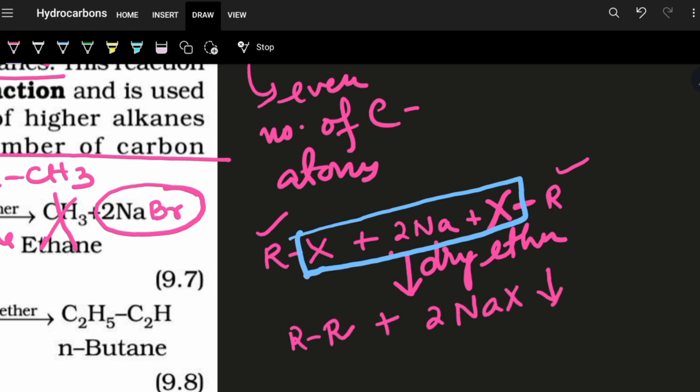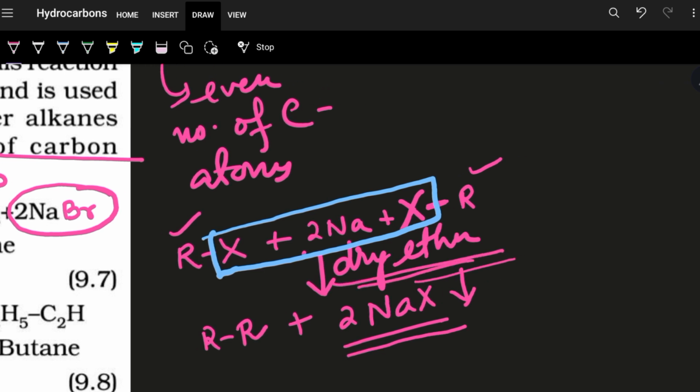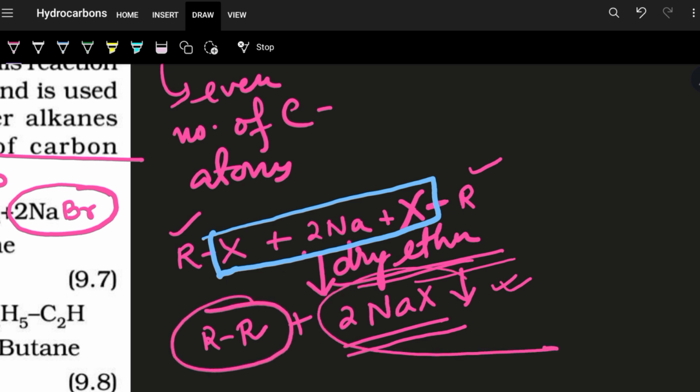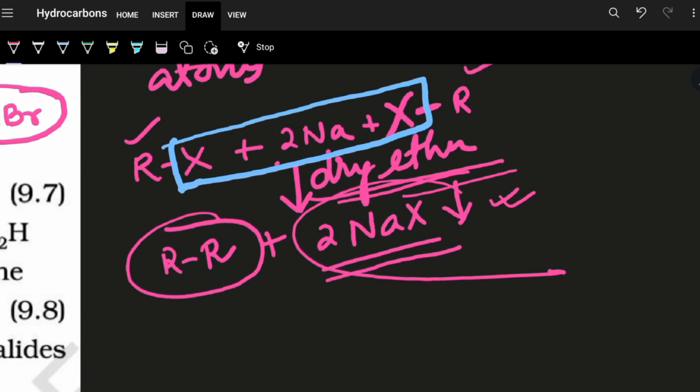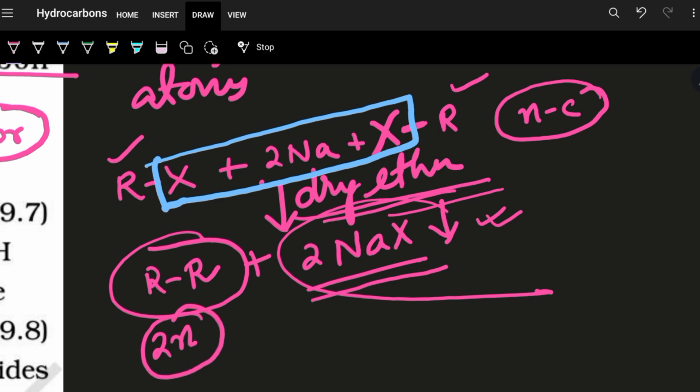Remember that this NaX is insoluble in dry ether, and it gives you a precipitate, so you can separate this NaX and get a good yield of the symmetrical alkane R-R. Now, why am I saying an even number of carbon atoms? Because 2 moles of this RX are used. If R contains n carbon atoms, then the final product will contain 2n carbon atoms, which is always an even number.